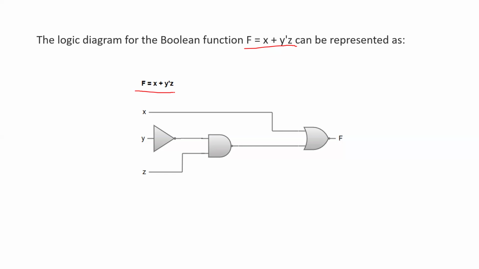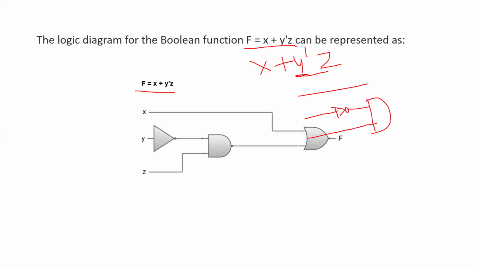We are going to move on to simple diagrams. For example, x plus y bar z. First, you draw x alone. Next, y bar: y bar means we need to put a NOT gate. So this is y bar. Next one is z. Directly we can join both together with an AND gate, because this is a product. Then with this we have to make an OR gate. So this is the actual diagram.